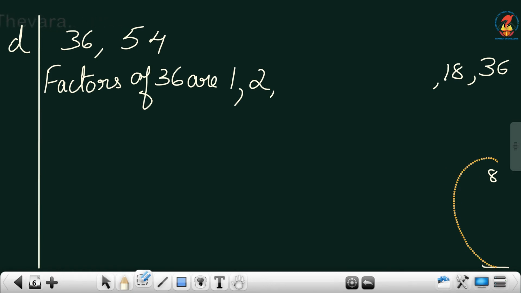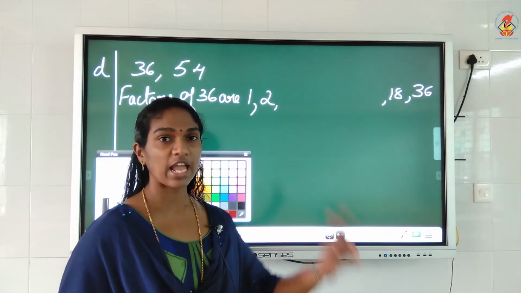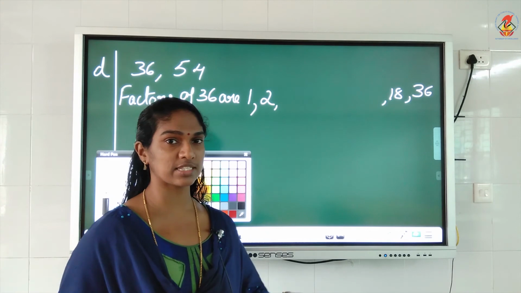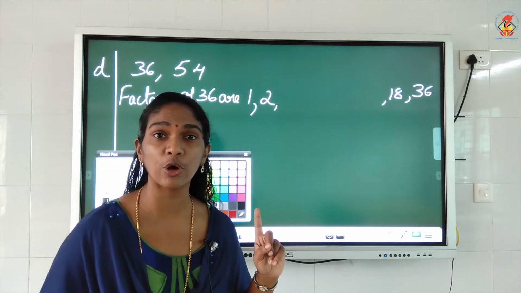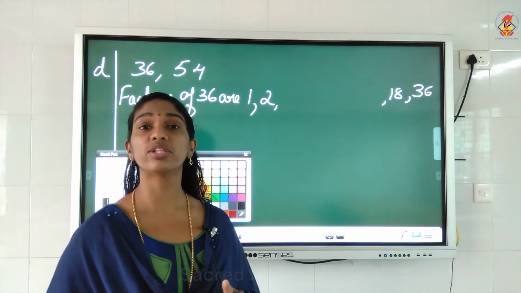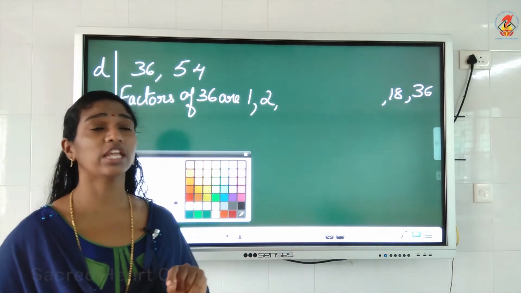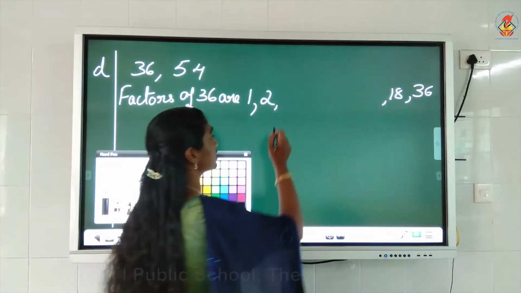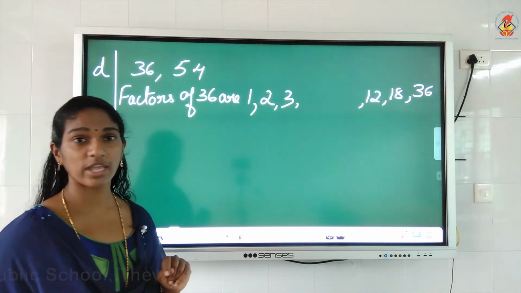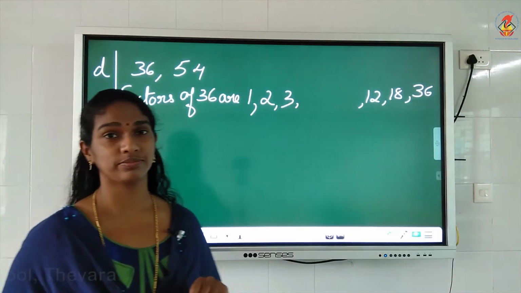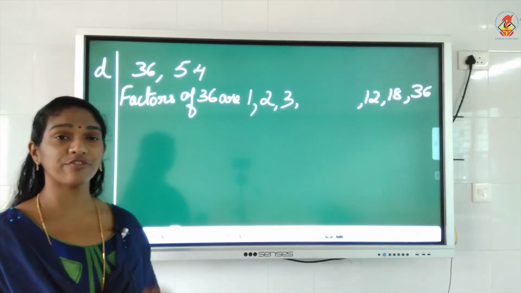Then 3's table, do you have 36? How to check in 3's table? Add the digits. 3 plus 6. What is 3 plus 6? It is 9. 9 is there in 3's table. Yes or no? Yes. So 36 is also there in 3's table. 3 into which number gives you 36? Coming in 12's table. 3 into 12 is 36. I am not going to do the division. You should know 12's table. If you want, you can divide and find out if you don't know.